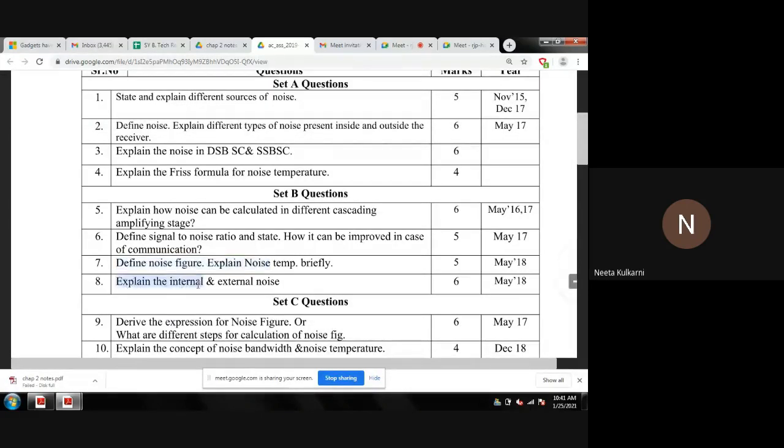Then the next question is: explain the internal and external noise. Internal noise, how is it created?